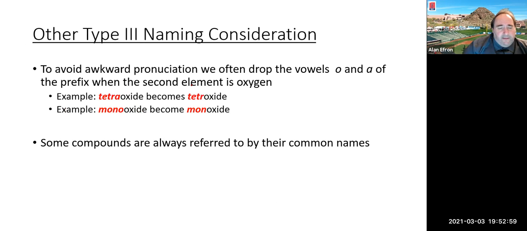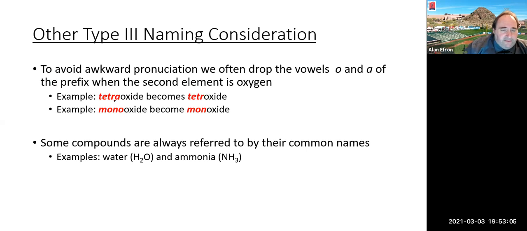Again, using those prefixes is very common. We do end up with, again, a couple of vowels that back up like we see here. So usually it is the prefix vowel that gets removed, and we end up with monoxide. Some things should still be called by their normal names, like common names, water and ammonia. We also have that CH4 that we had on that list, which is methane.